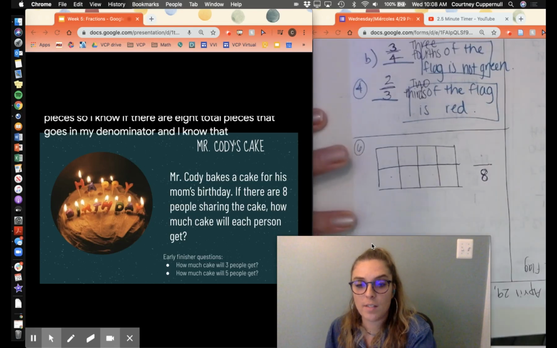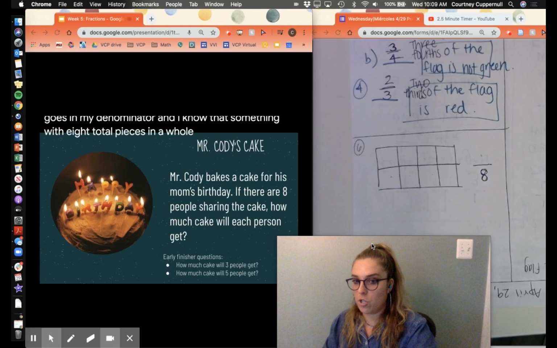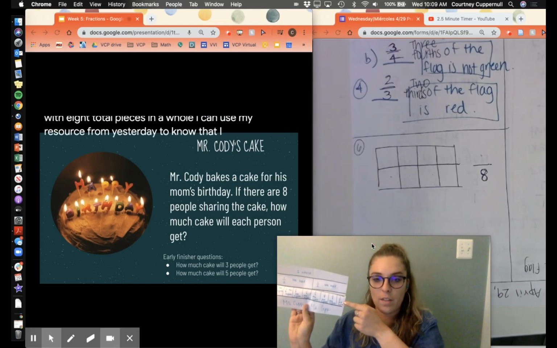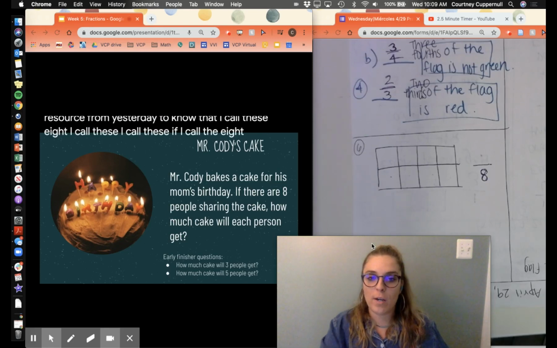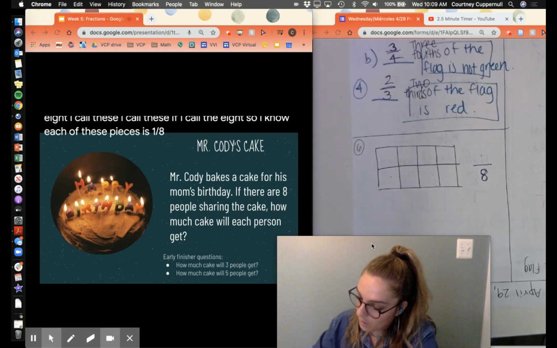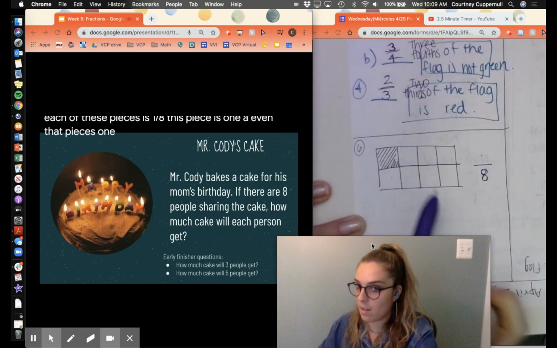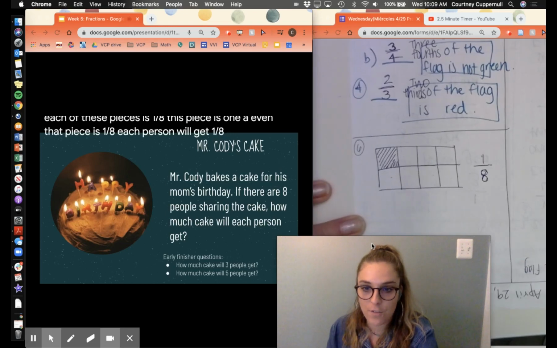And I know that something with 8 total pieces in a whole, I can use my resource from yesterday to know that I call these eighths. So I know each of these pieces is 1/8. This piece is 1/8, even that piece is 1/8. Each person will get 1/8 of the whole cake.